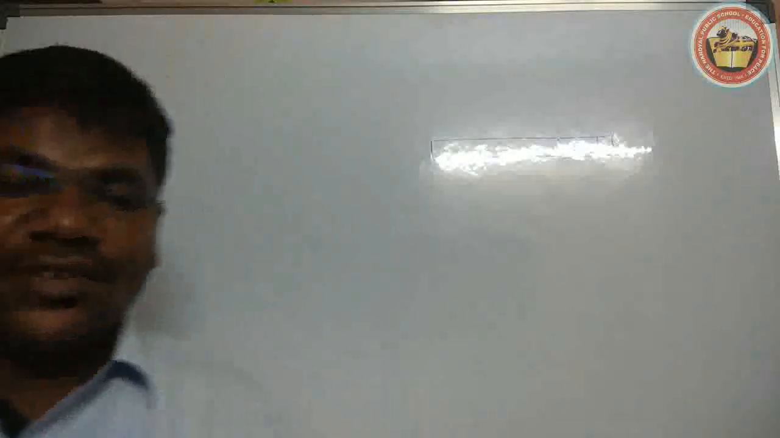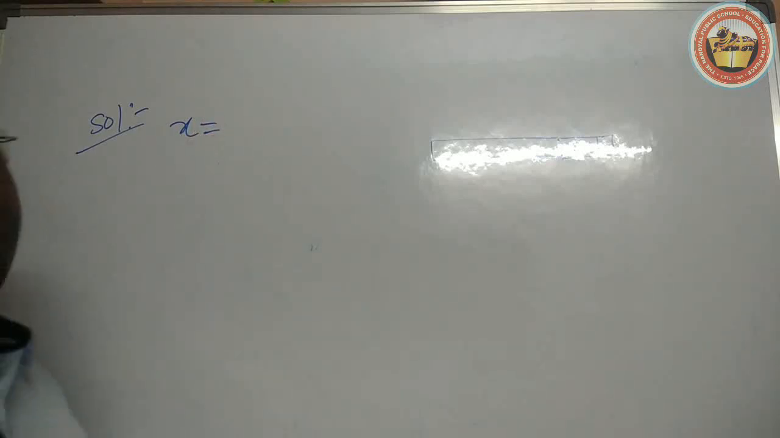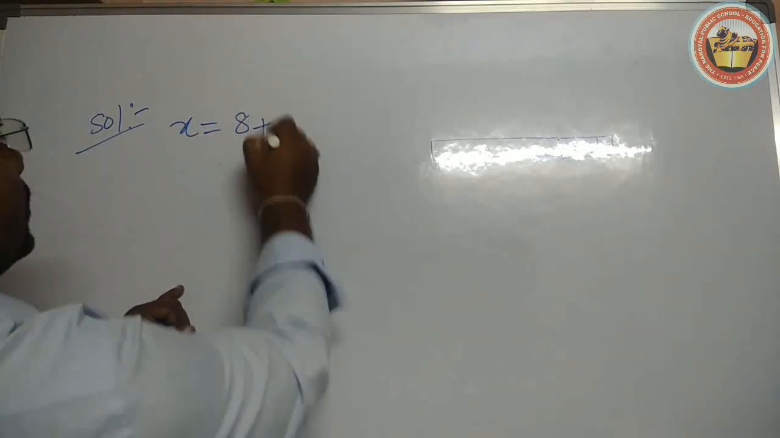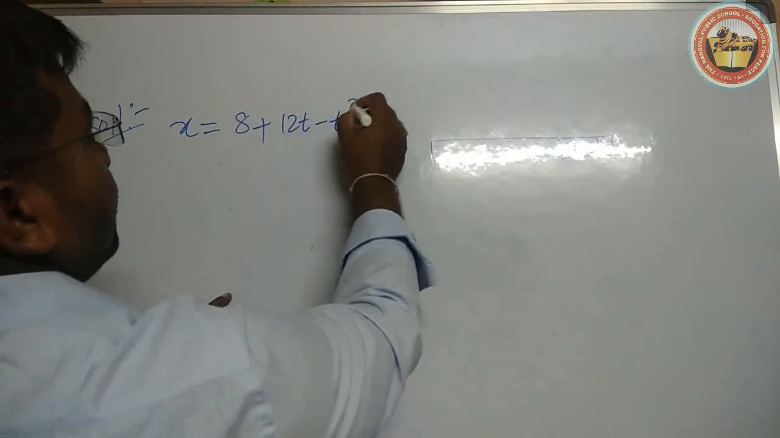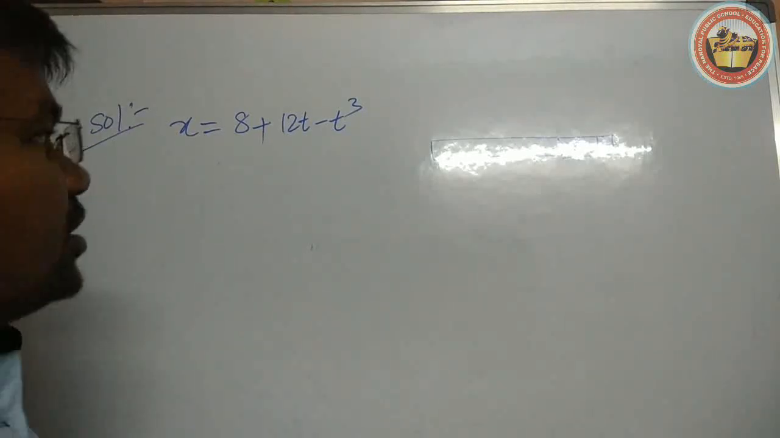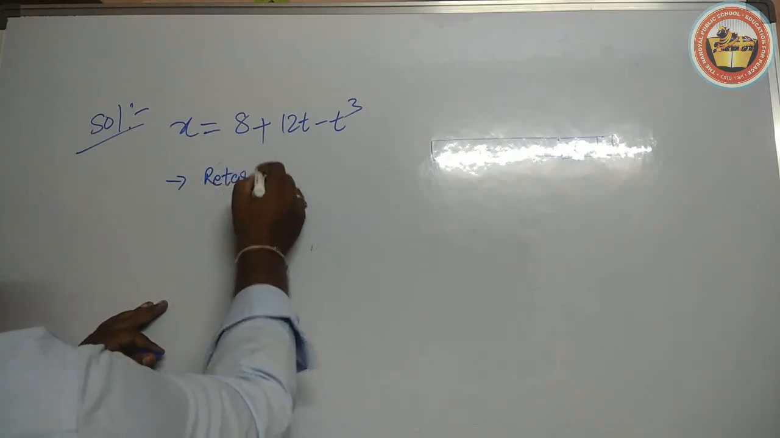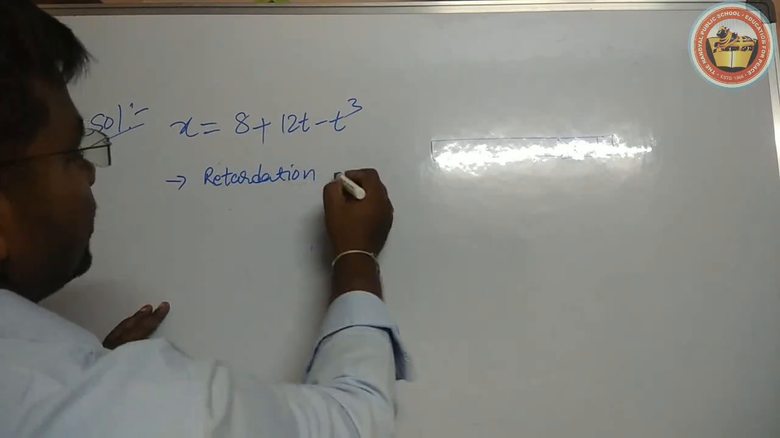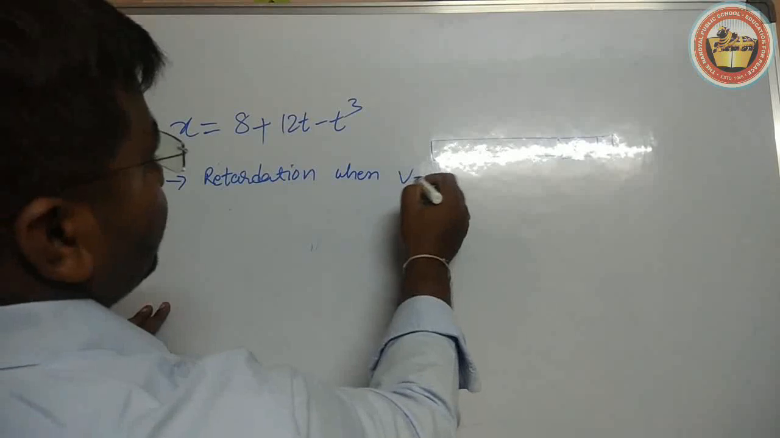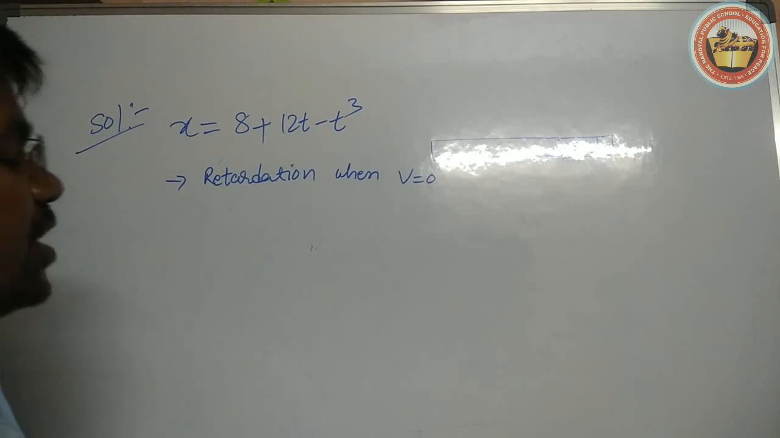In this problem, they have given one equation, that is the displacement equation: x equal to 8 plus 12t minus t power 3. So this is the equation. We can find the retardation when velocity becomes 0. That is the condition.